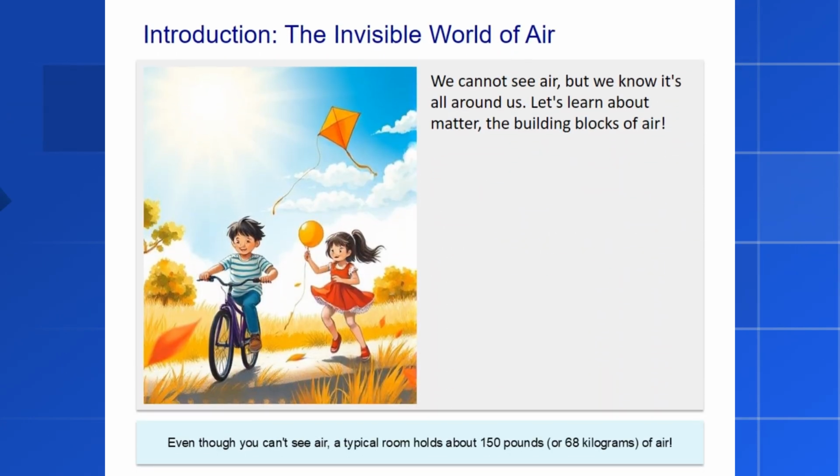Did you know that even though we can't see air, it's everywhere around us? Think about flying a kite or riding a bicycle. You can feel the air, right? In this chapter, we're going to dive deep into understanding what air is. But first, let's refresh our memory about matter, which is what air is made of.